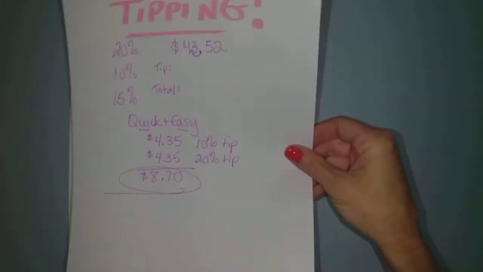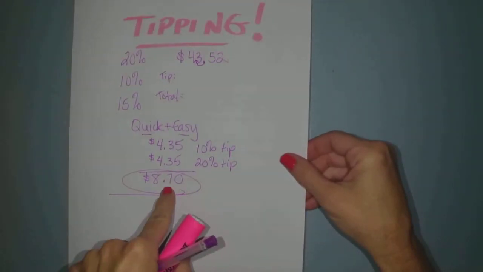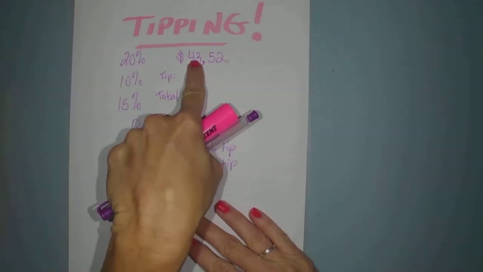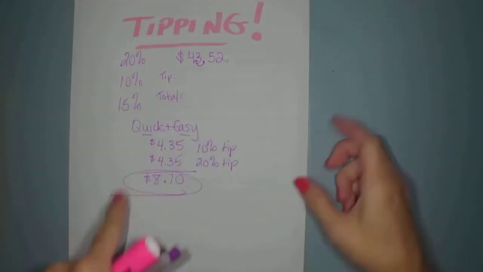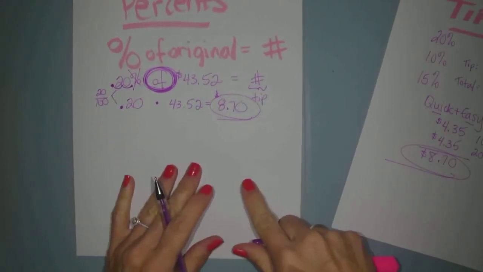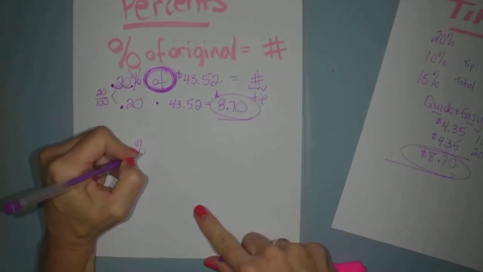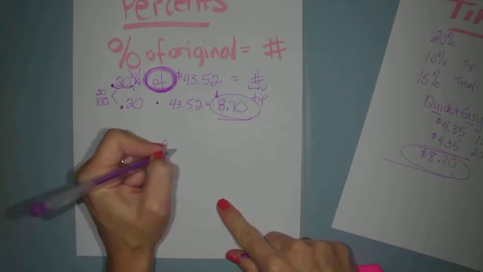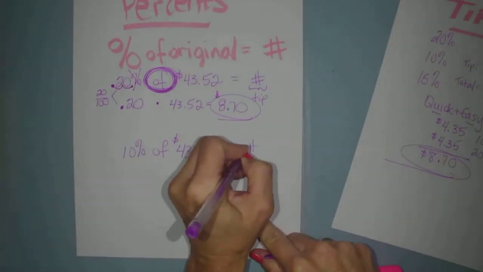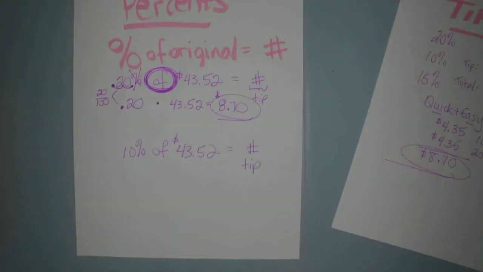So we knew that the tip was going to be $8.70 either way. Same way, we knew 10% is just moving the decimal 1 to the left. So let's check if we use the magic equation. So 10% of our bill, $43.52, is going to equal my number or my tip.